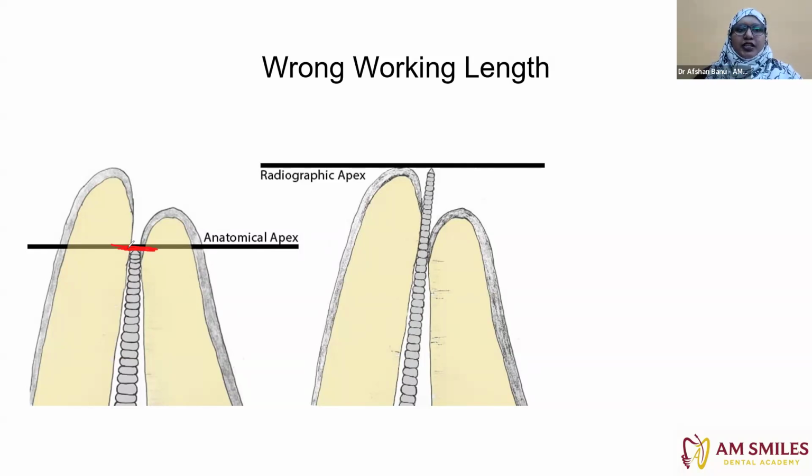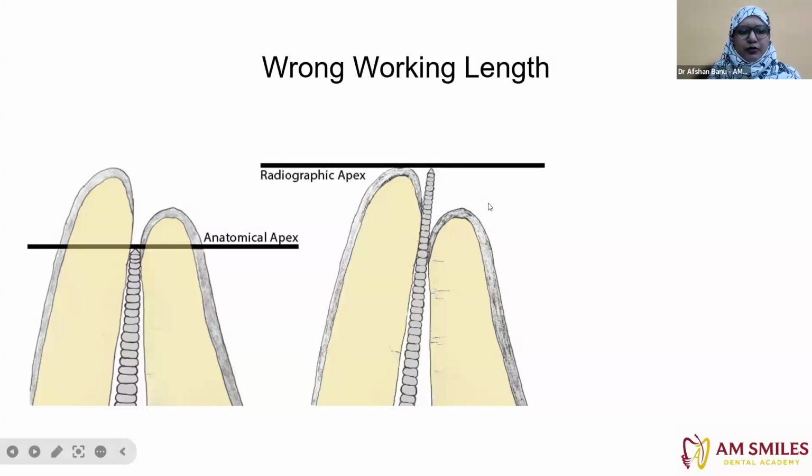So when you take the X-ray, your GP will be at the apex. Okay, so you will think, I have done a good RCT, then why is the patient having pain? The patient's pain is because of this reason. At the apex is not the ideal one. You have to keep it 1 mm shorter than the apex. That will be the ideal one. And even if you are a little shorter than the minor constriction, the sealer will flow there, and you will get a proper seal, and the patient is not going to have any pain. So this can be prevented if you are not depending completely on the radiograph.